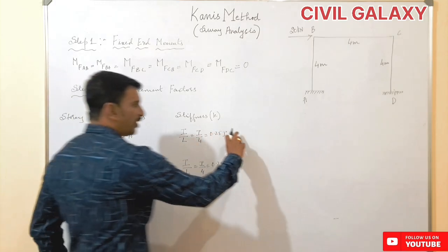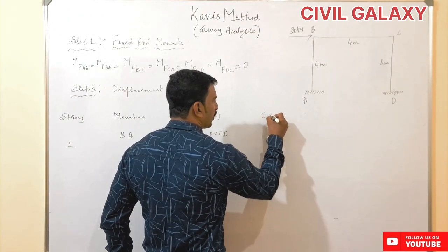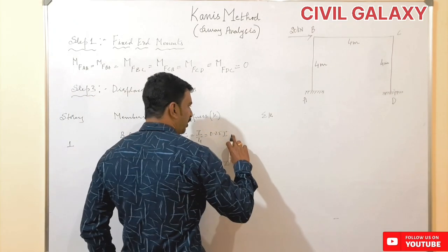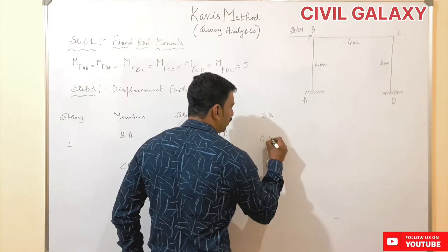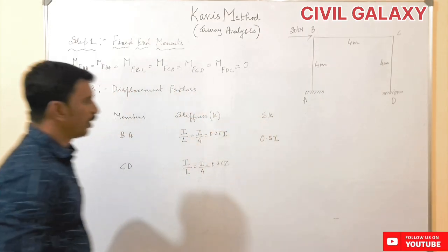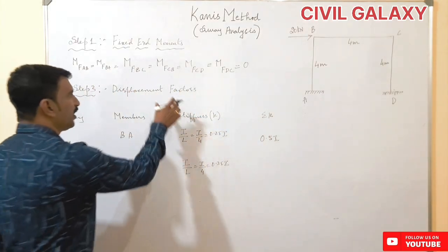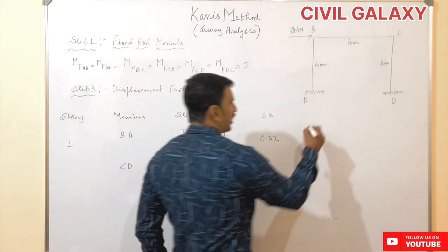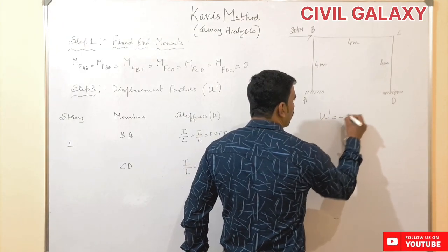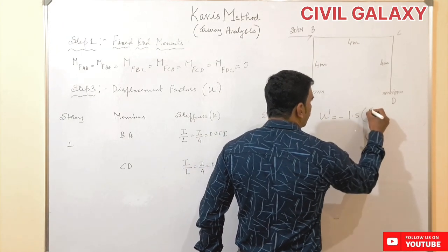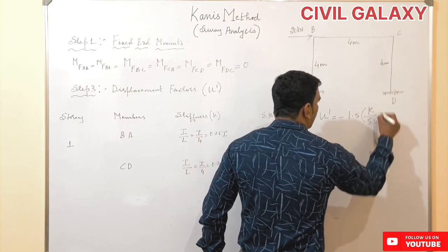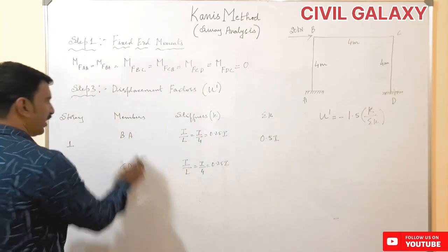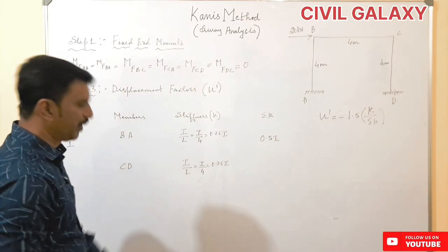After finding out the stiffness, we need to find out the total stiffness about this story, which has only one story. So 0.25 I plus 0.25 I will be equal to 0.5 I. Now after finding out sigma K, we need to find out the displacement factor, which is represented by U dash. So here U dash is equal to minus 1.5 into K upon sigma K. If we put in the values of K and sigma K, we are going to get the displacement factor for member BA and member CD.